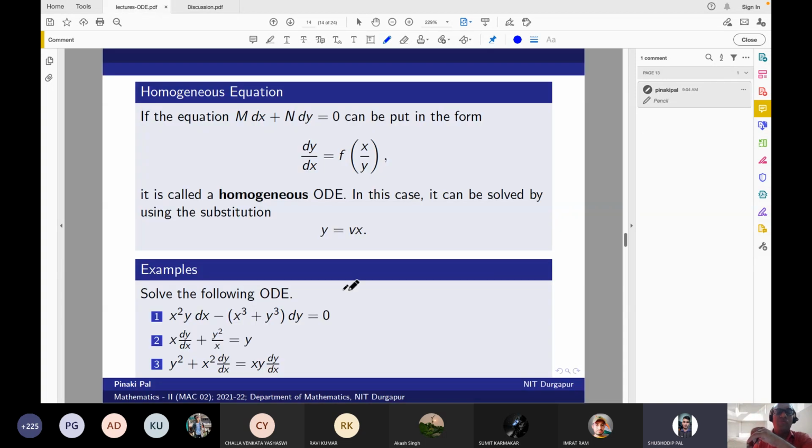So homogeneous equation, you know how to solve it. We just have to first identify whether the given equation is homogeneous or not. Then we have to use this substitution, y is equal to vx. Then we have to write everything in terms of v and x, and we will be able to solve it.